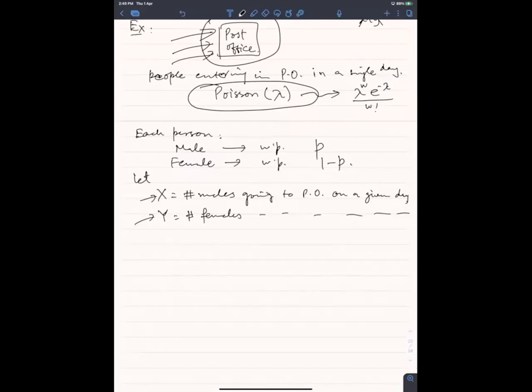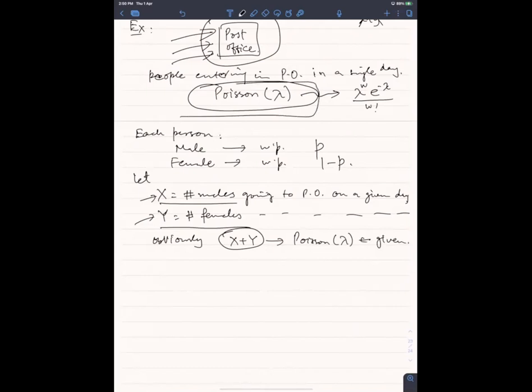So now x is the number of males and y is the number of females entering in a given day. So obviously x plus y is the total number of people entering the post office, and it is given to be Poisson lambda. It's given that the total number of people who enter is Poisson lambda, okay.